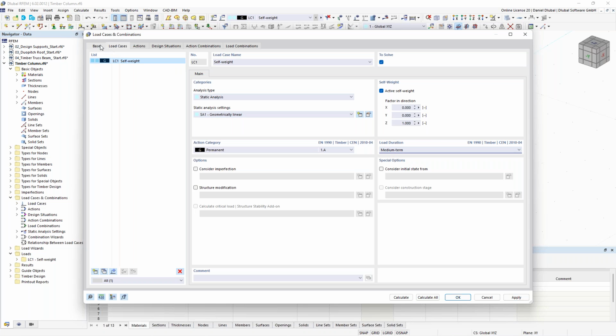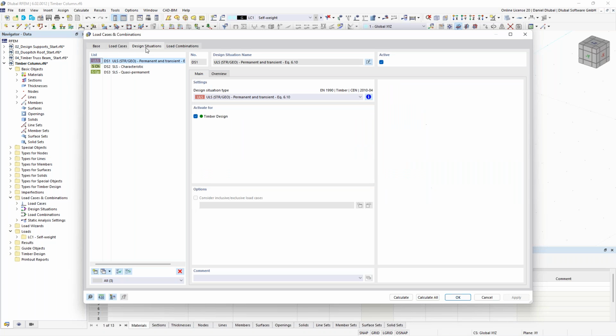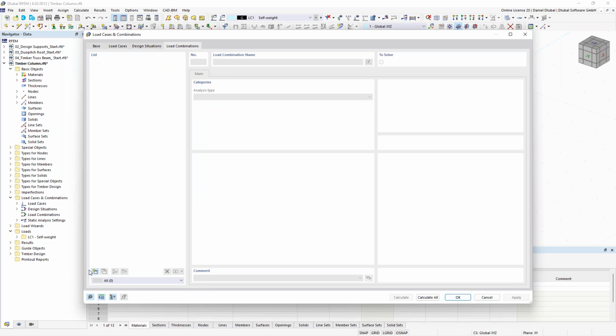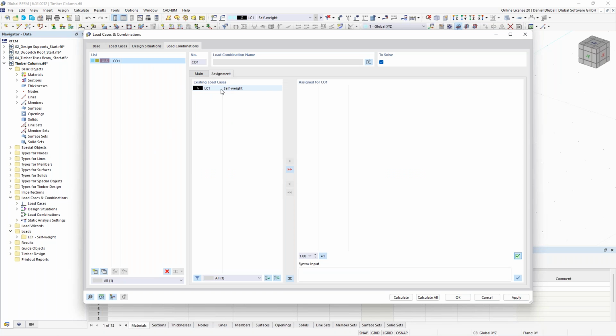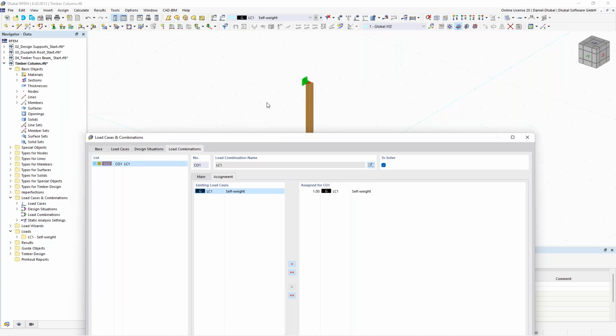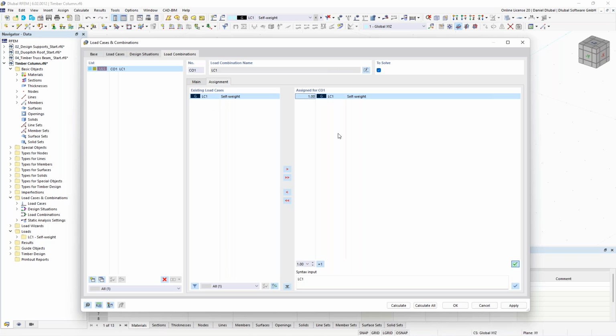And then the next thing is, let's go back here to base, and I don't want to consider any combination wizard, so I will create my own load combination. So I go here to design situation, delete these serviceability states, and go now to load combination and create my own load combination, because through the load combination it will consider this for my design. So now I have to assign which load case, with a specific factor. And because I already say to my load case that this is the design load, I say also here the factor should be 1 for the load combination. Okay.